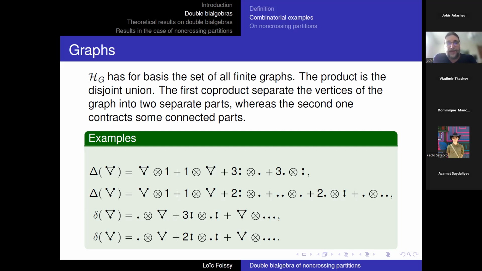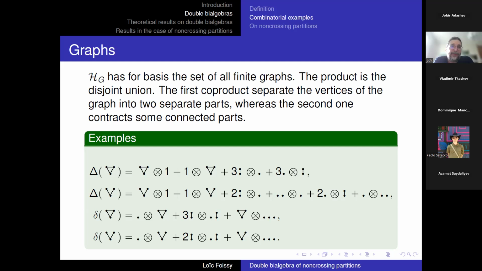I don't know exactly what these groups are. I know that they will be very huge, but in fact, it does not really matter. What interests me is the half algebra, or the double bialgebra. And if I understand the double bialgebra structure, I know that I will have some result on the characters.